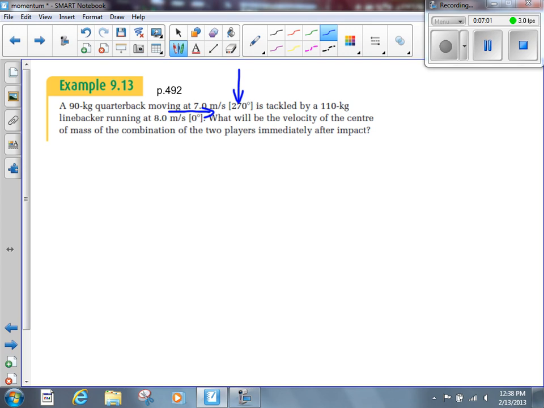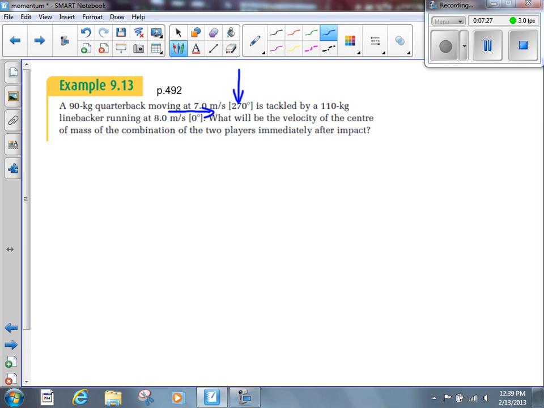What's going to be the velocity of the center of mass of the combination of the 2 players immediately after the impact? So these 2 players aren't sticking together, but since we're finding the velocity of the center of mass, we're effectively assuming they do stick together. One guy goes off one way, one guy goes off another way, but in the end, their center of mass goes off in the direction that they would both go if they stuck together. So what is the velocity of their center of mass?